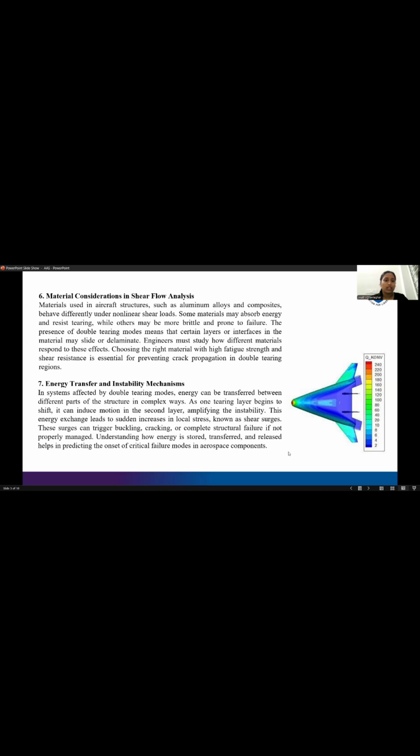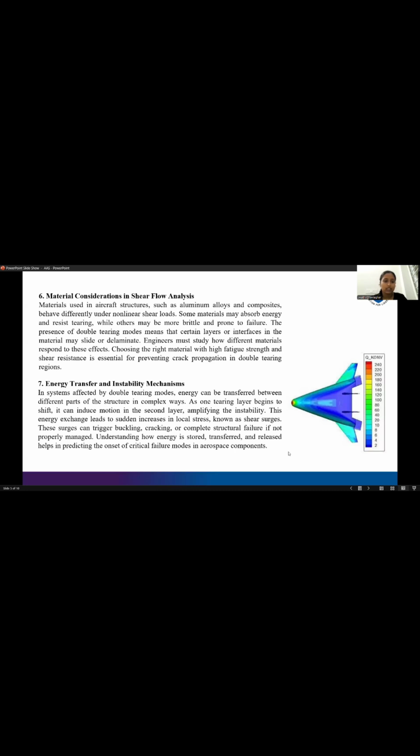Energy transfer and instability mechanisms. In systems affected by double tearing modes, energy can be transferred between different parts of the structure in complex ways. As one tearing layer begins to shift, it can induce motion in the second layer, amplifying the instability.